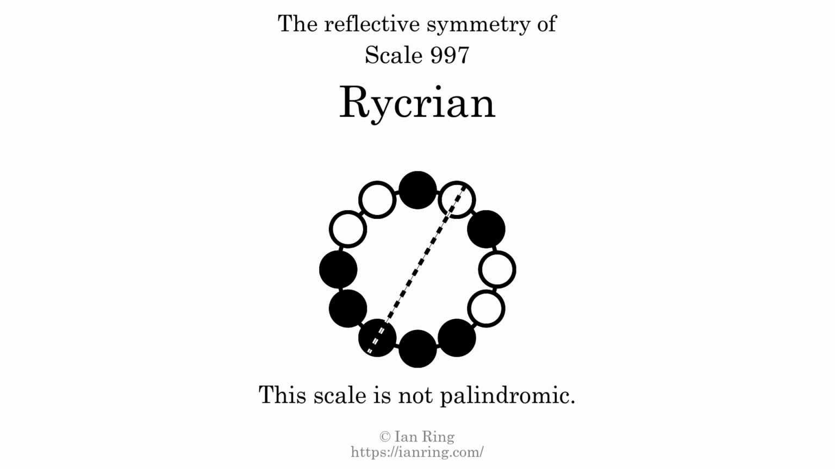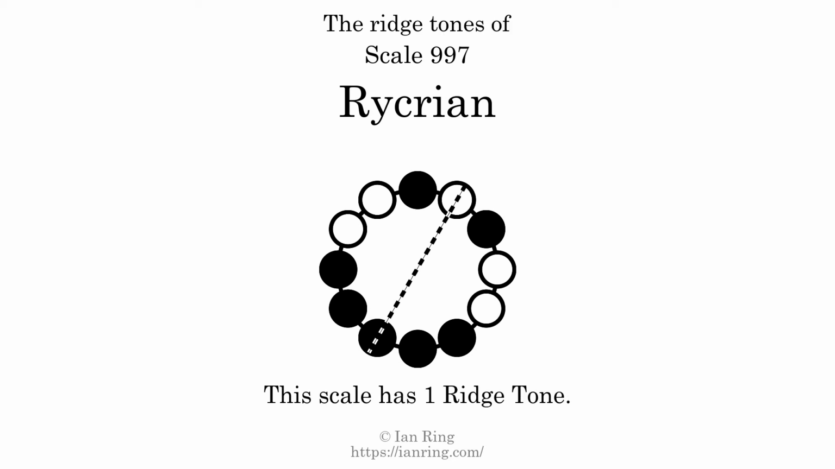This scale has reflective symmetry across an axis positioned 1 semitone from the root. This scale has a different pattern of intervals ascending and descending, so it is not palindromic. This scale has 1 ridge tone.